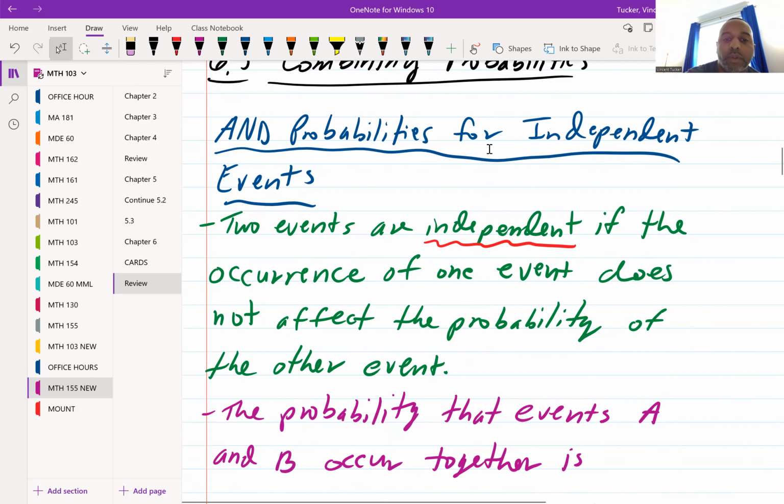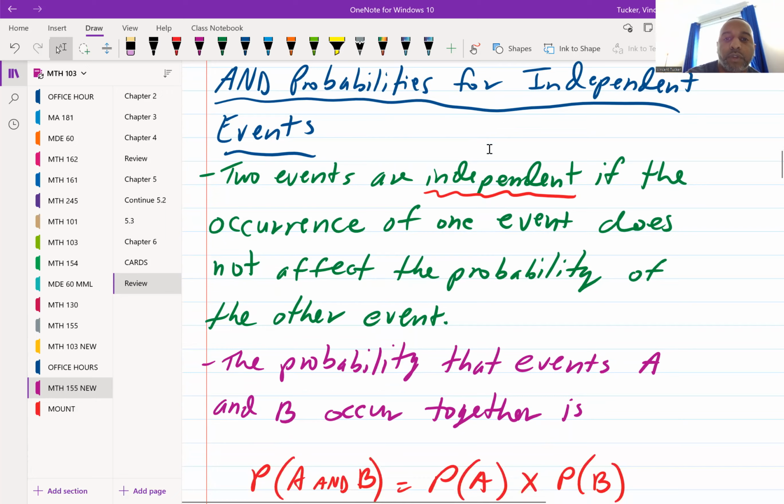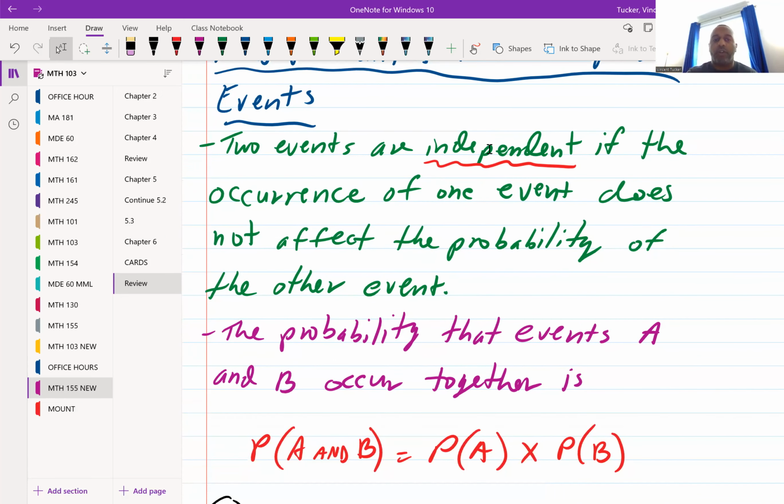All right, scroll up some. Of course, if I scroll too far, let me know. So purple says the probability that events A and B occur together is when you take the probability of A multiplied times the probability of B. So once again, whenever we're dealing with and, we're going to be multiplying, and we're multiplying the two probabilities together.